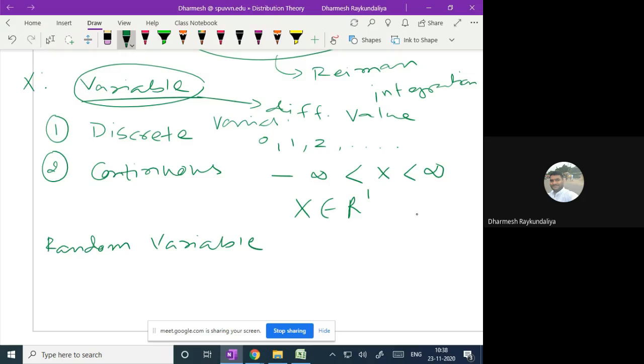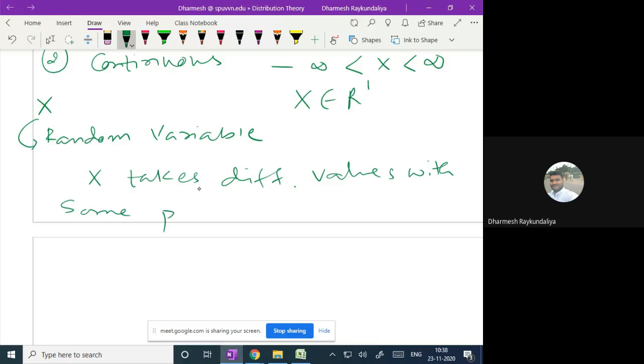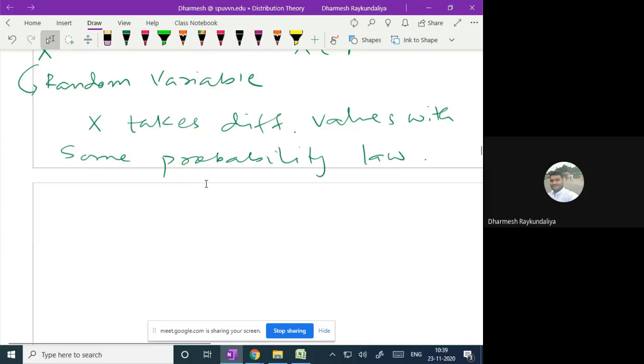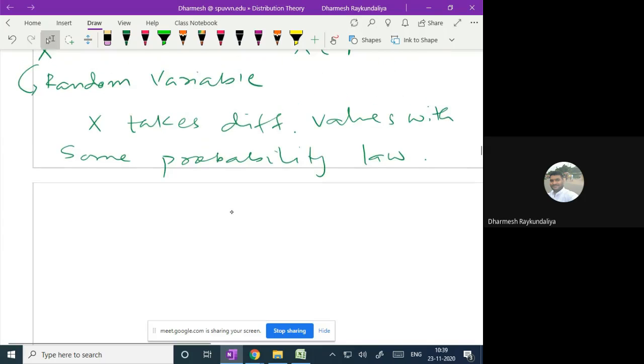So what do you mean when we say x is a random variable? It means the variable x takes different values with some probability law, or you can say that x follows a certain distribution. So when you say probability law, it means a certain probability distribution is associated with this.